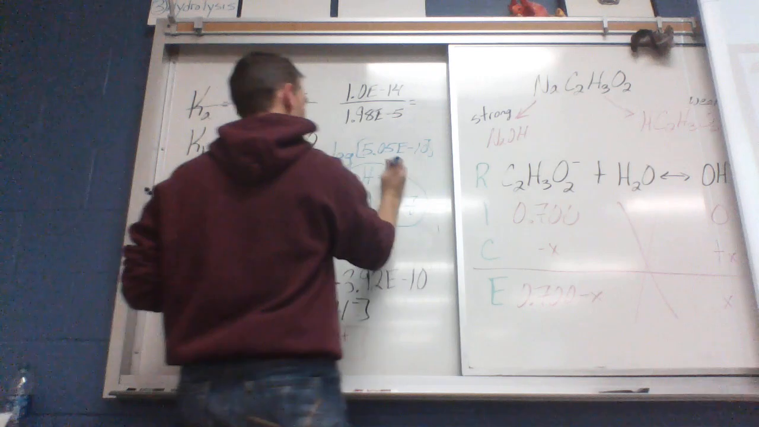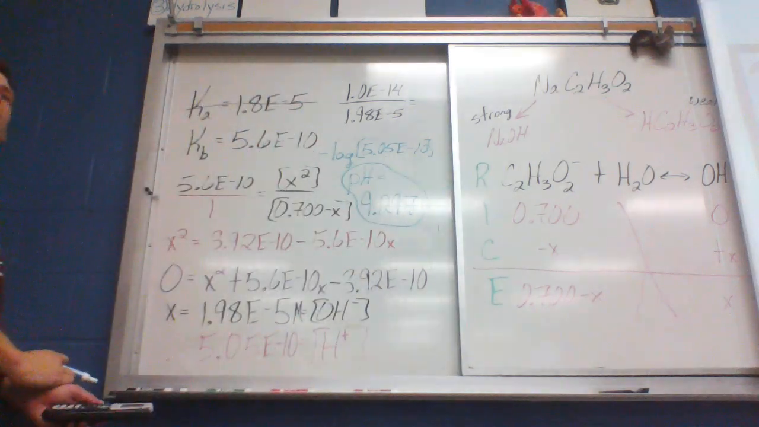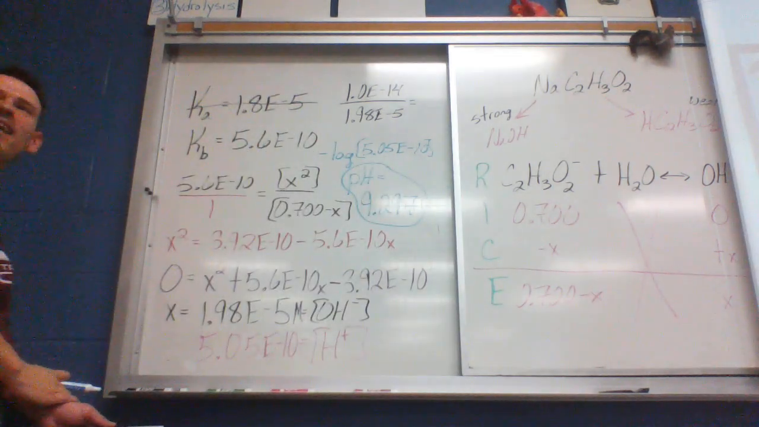Wait, why is it worse? It's not. That's 3 sig figs. A pH only counts sig figs to the right of the decimal.